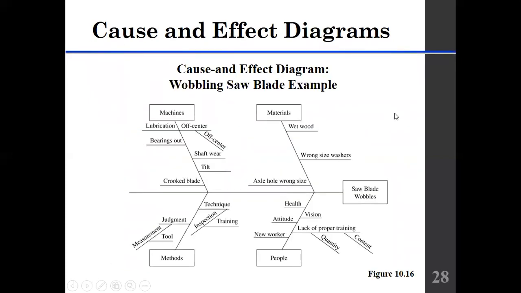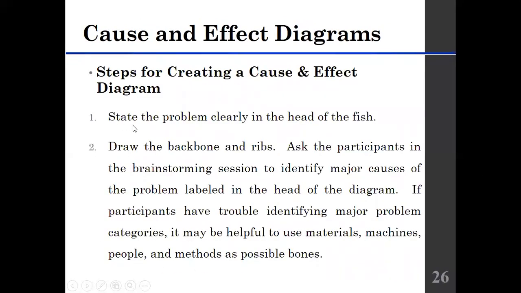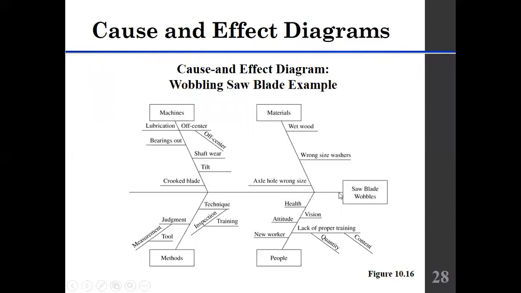This is a sample and an example of the cause and effect diagram. Wobbling saw blade is actually the main problem here. So the main problem is the wobbling saw blade. This main problem, we will state in the head of the fish. This is the head of the fish. And the problem is the saw blade wobbles. This is actually the backbone of the fish, and these are the ribs of the fish.